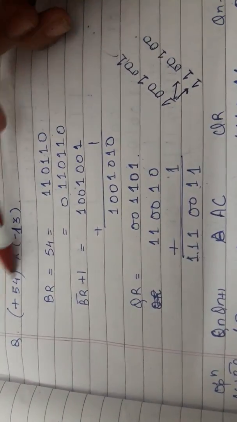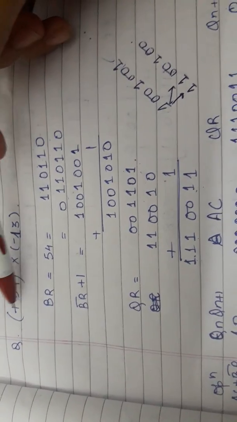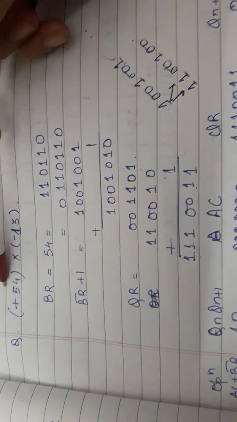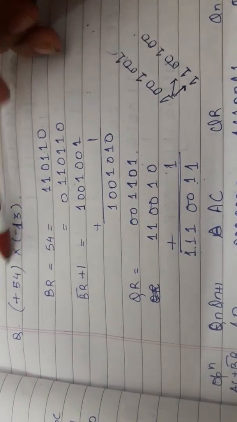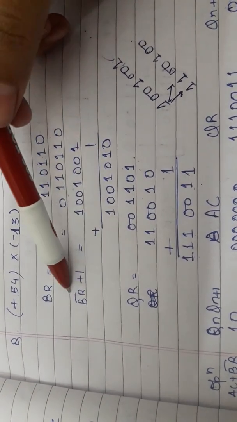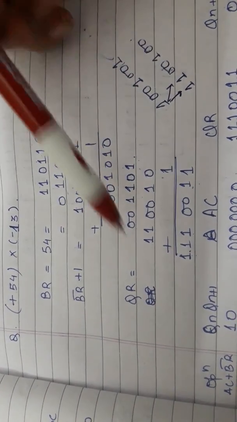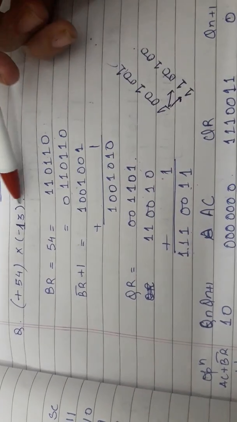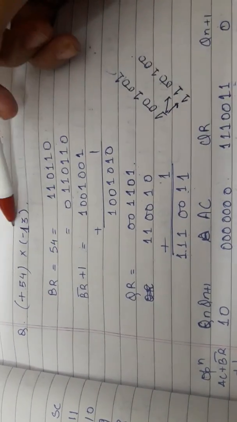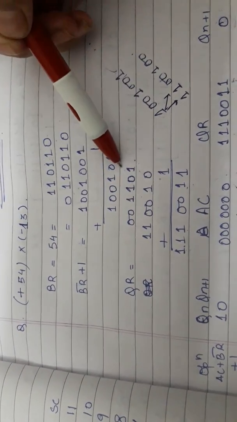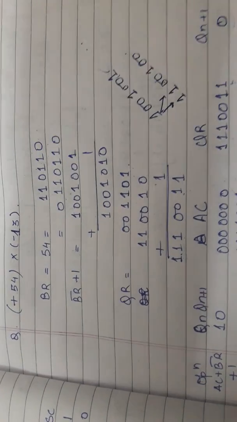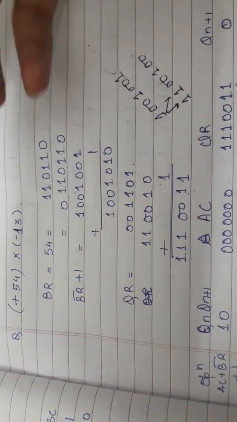And since 54 has a plus sign, and the plus sign is represented as 0, I'm going to add that 0 over here, and then I'm going to calculate BR complement plus 1. So then I have QR equal to minus 13. First of all, I'm going to write 110. You can calculate from your calci or by your own, because it's a really small number.